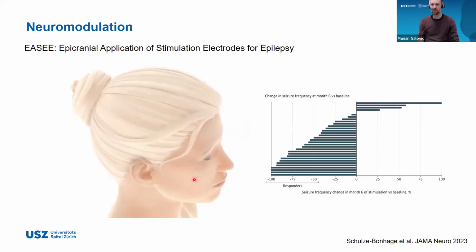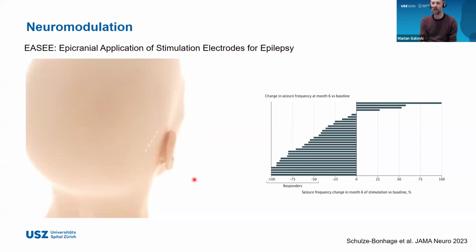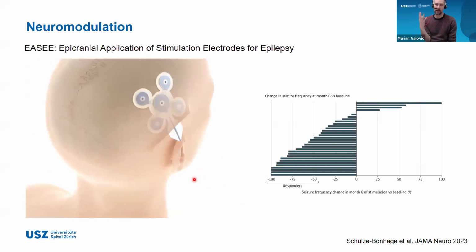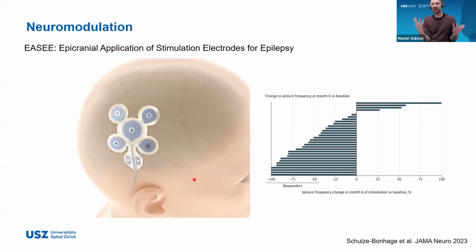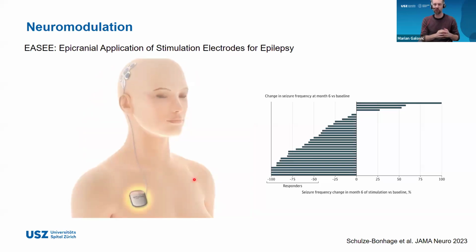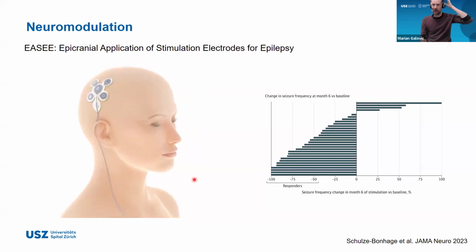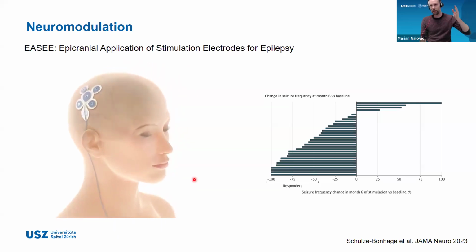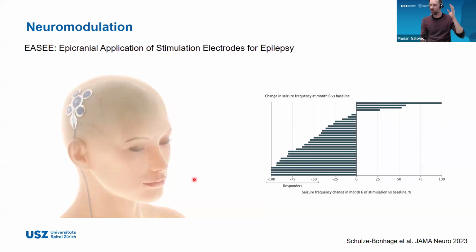So this is something brand new. This has been published last year in JAMA Neurology. And this is a German study group and a German company that developed an epicranial stimulation device. It has this fancy name, EASY, and it also reflects that it's actually pretty easy to implant because it's not intracranial. So it's implanted on the scalp epicranially, under the skin. So it's very, very easy to implant. It is associated with minimal risks. And what it does, it gives some stimulation to some parts of the cortex.